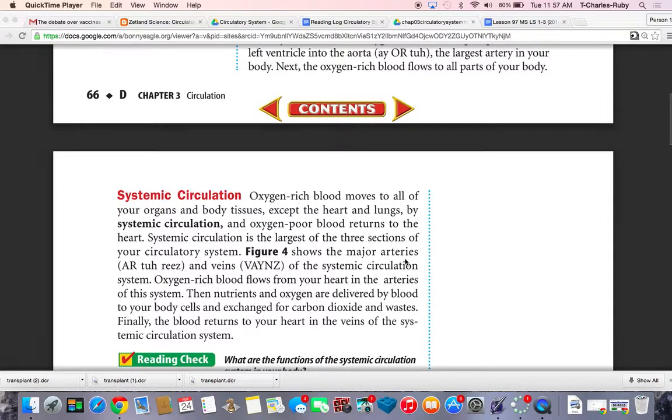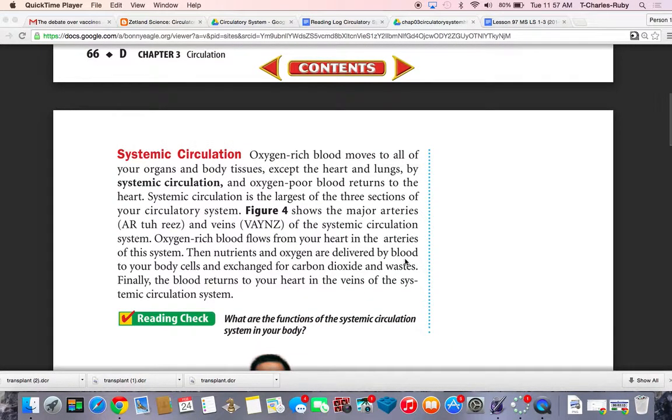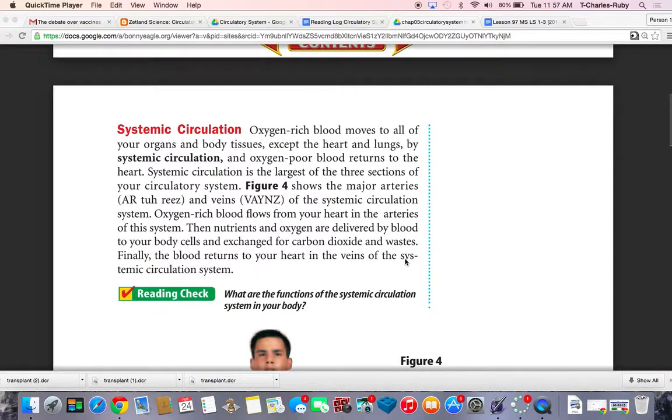Systemic circulation. Oxygen-rich blood moves to all of your body's tissues, except the heart and lungs, by systemic circulation. The oxygen-poor blood returns to the heart. Systemic circulation is the largest of the 3 sections of your circulatory system. Figure 4 shows the major arteries and veins of the systemic circulation system.